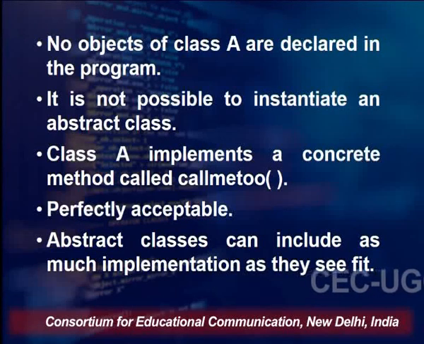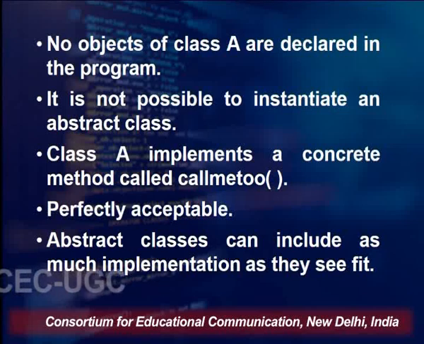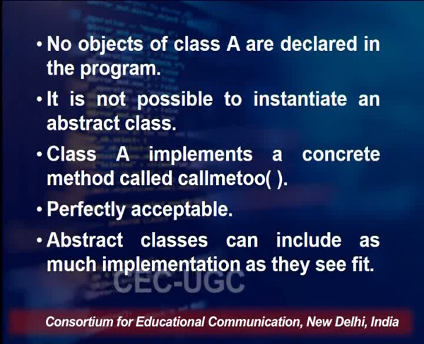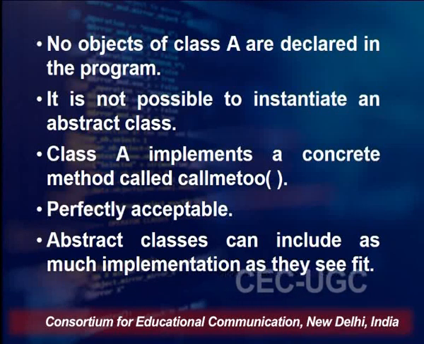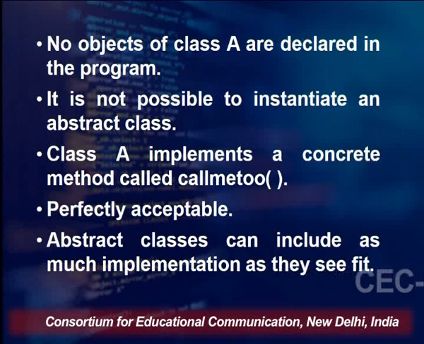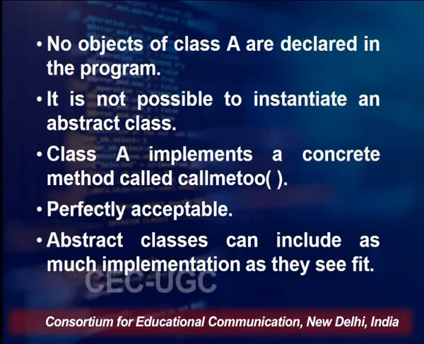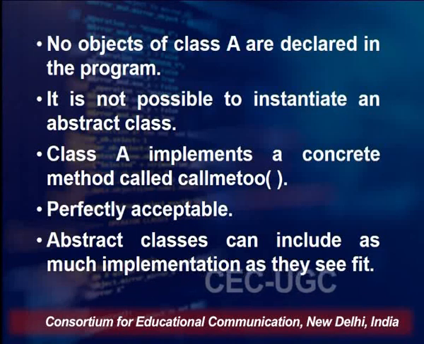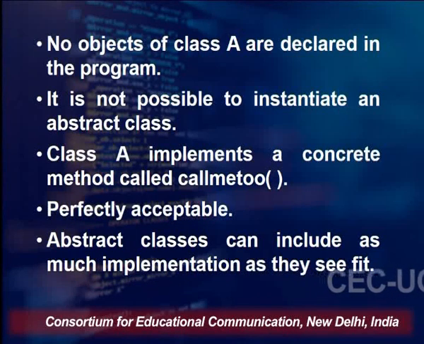And please notice here that no objects of class A are declared in this program. And why is it being done? Because if you try to create an object of class A, it will give you an error, because it is not possible to instantiate an abstract class, and class A was declared abstract because it has one abstract method.